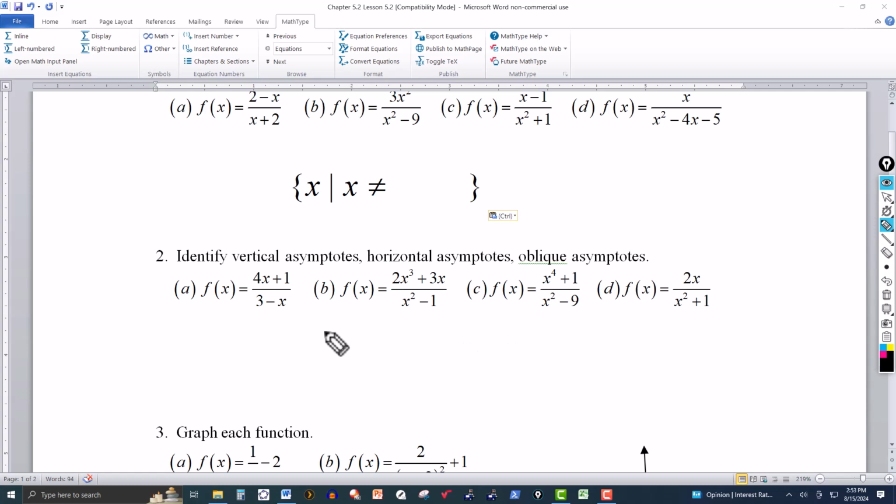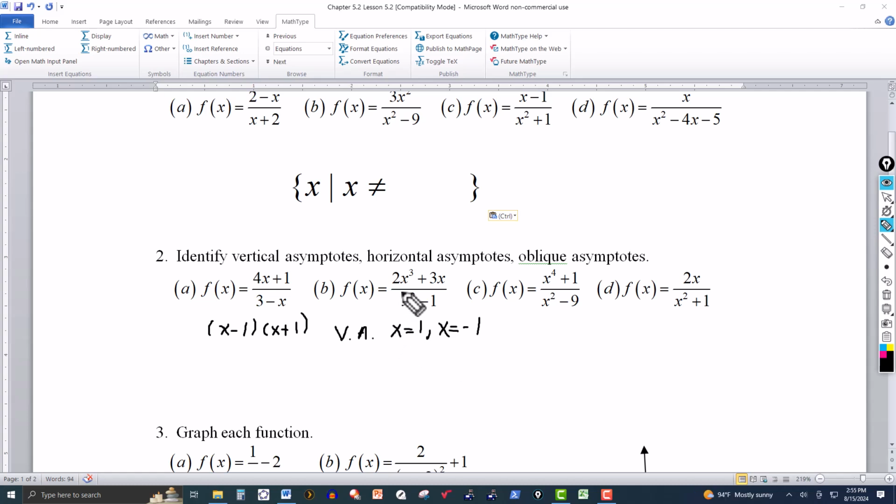Now for the next one, B, vertical asymptotes here, we look at the denominator. What number or numbers makes the denominator 0 but not the numerator? You can see that x squared minus 1 factors into x minus 1 and x plus 1. So the numbers that make the denominator 0 would be 1 and negative 1. As long as those numbers don't make the numerator 0, and they don't, so x equal 1 and x equal negative 1 are the vertical asymptotes.